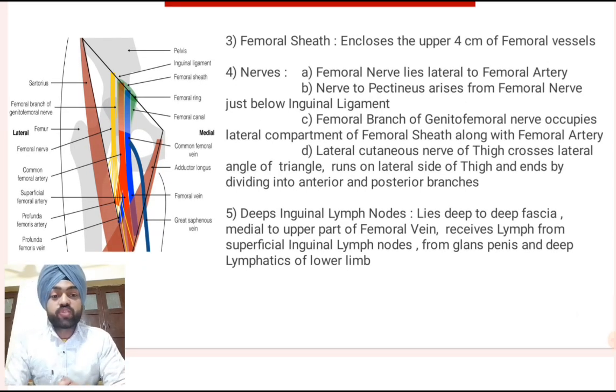The femoral branch of the genitofemoral nerve occupies the lateral compartment of the femoral sheath along with the femoral artery. Now, along with the femoral artery, the genitofemoral nerve occupies the lateral compartment of the femoral sheath.